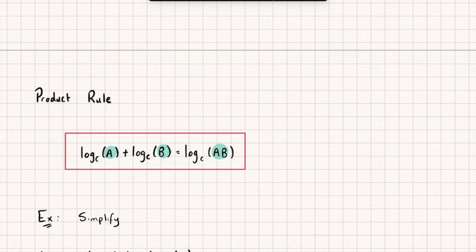Now for this to work, the bases of these logarithms must be the same. And you can see here it's base c. So whatever that is, as long as it's the same, I can apply the product rule. Now a thing to note is that for this rule to work, I can't have anything in front of the logarithm other than, I guess, the number 1. Otherwise this rule won't work. So let's look at a couple of examples to see how this works.